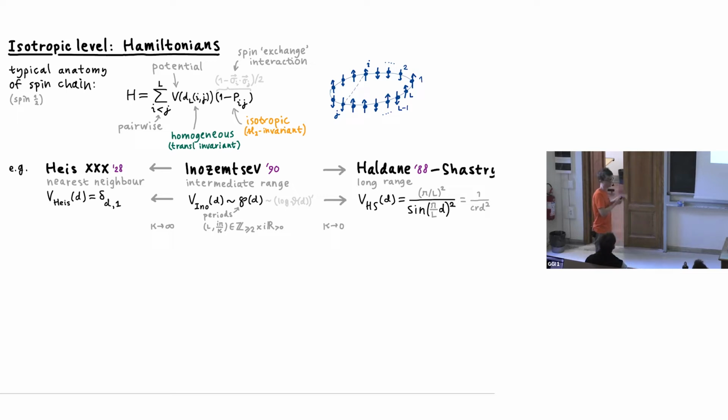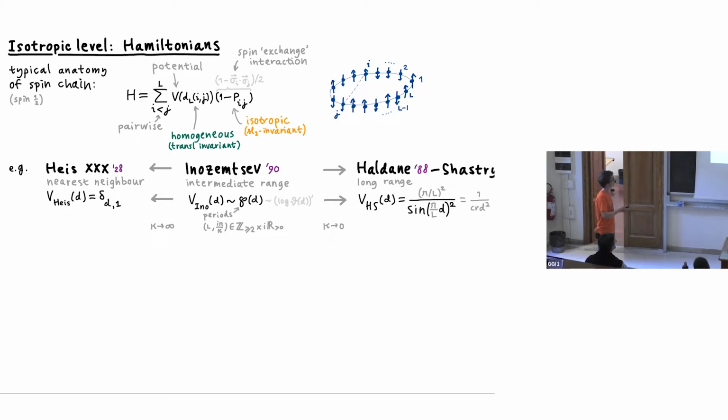So some important examples, which I mentioned just before, are the Heisenberg spin chain, for which this potential just forces the 2 spins to be adjacent. So there's a Kronecker delta for this potential function, and you get a nearest neighbor interaction. Everybody knows and loves this spin chain.